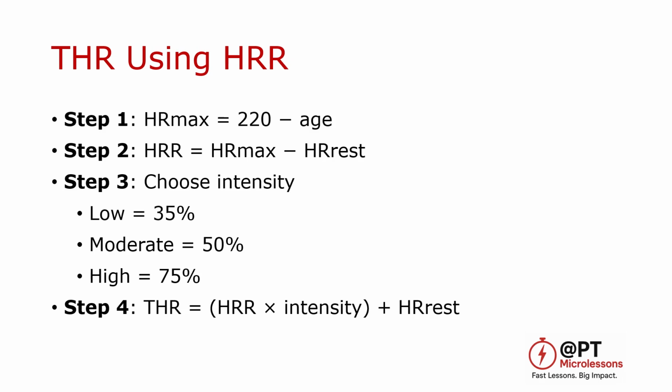Step 4. Multiply the heart rate reserve by the selected intensity. Then add the resting heart rate back to determine the target heart rate. So the key steps are, calculate the maximum heart rate, determine the heart rate reserve, apply the intensity, and then add the resting heart rate back.